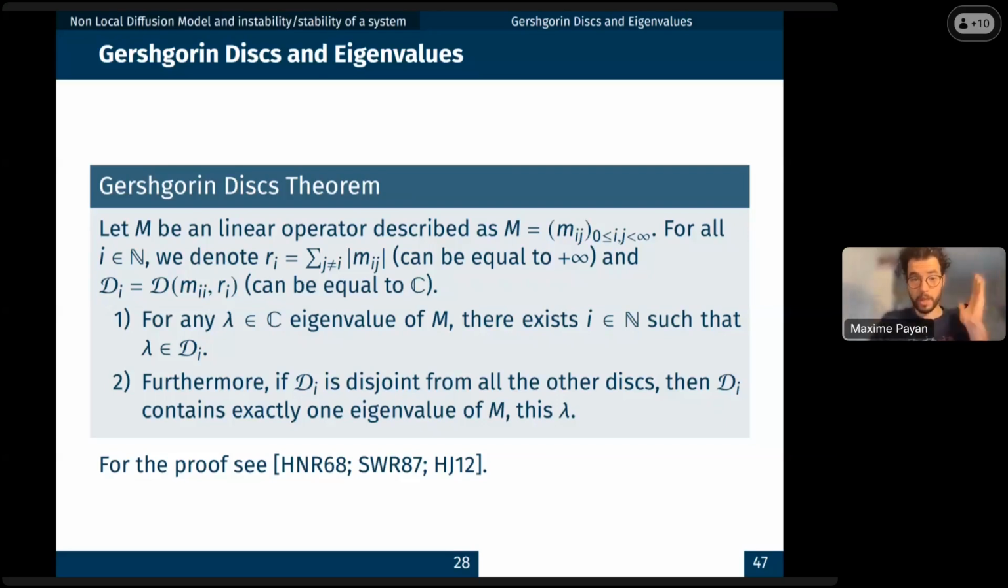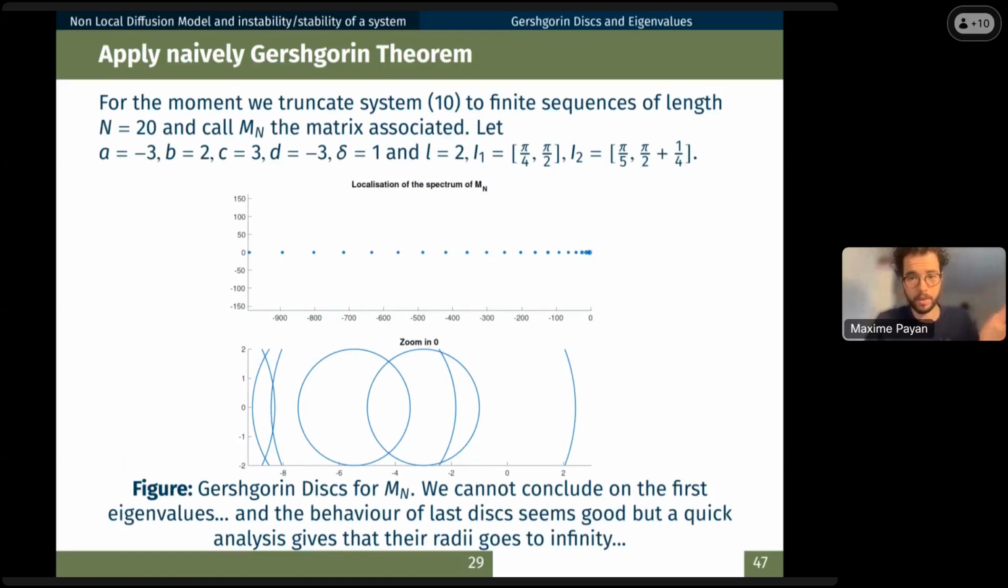So we will apply quickly, naively, this theorem to a truncation of the matrix M, and we get this. So we just truncate to a length of sequences about 20. So be careful, the matrix M index n will be of size 40 by 40, okay? And we take those parameters here. So what we see, this is the spectrum of M.